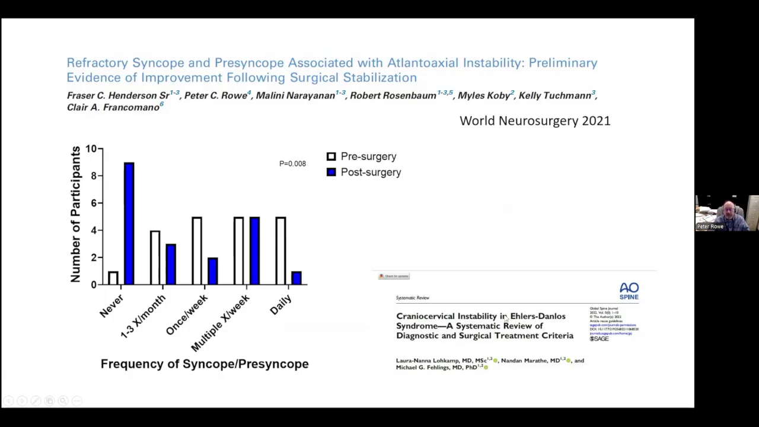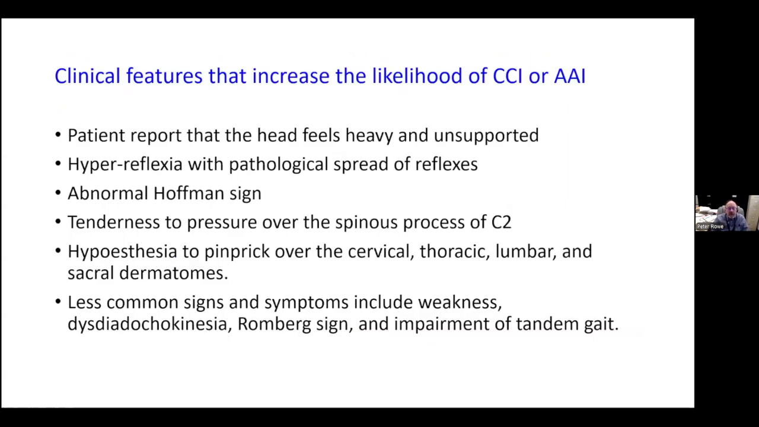There's a paper by the Michael Fehlings group in Toronto on craniocervical instability in Ehlers-Danlos syndrome, and this is a systematic review of the diagnostic maneuvers, including some of the ones I showed you, and then the treatment criteria for surgery, if people want to read more about this. So the clinical features that increase the likelihood that you're dealing with either CCI or AAI are the report from the patient that the head feels heavy and unsupported. And I have to admit that I'm not sure I would have known what to do with that information if it was told to me by a patient 20 years ago.